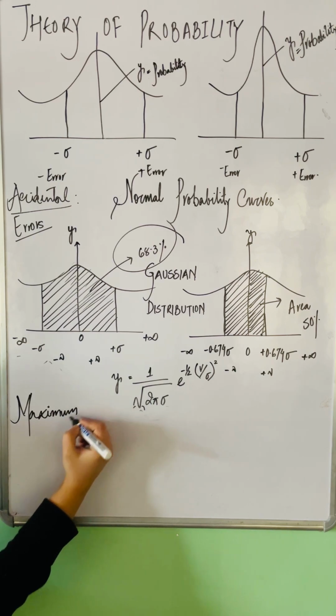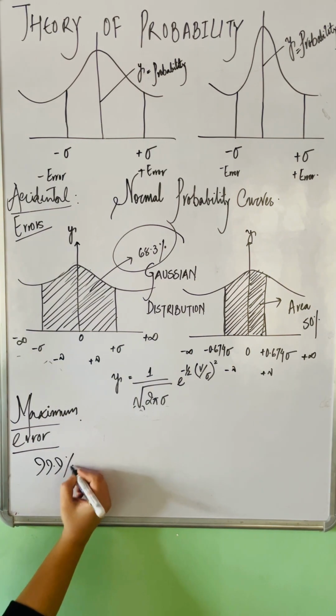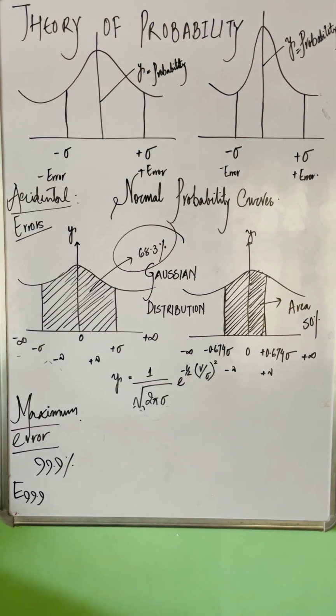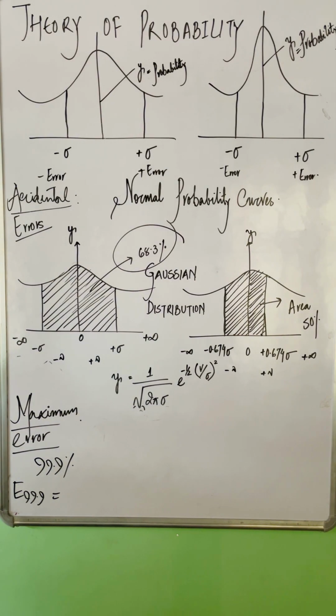These are our indices of precision because these give us the idea, or are the indicators, of how reliable our measurements are, or we can say how precise our measurements are. All right, maximum error. Since it's impossible to estimate the absolutely maximum error as the probability curve extends to infinity, we generally use 99.9% error, which is also known as E99.9. That is our maximum error, and in surveying it is equivalent to plus minus 3.29 sigma.